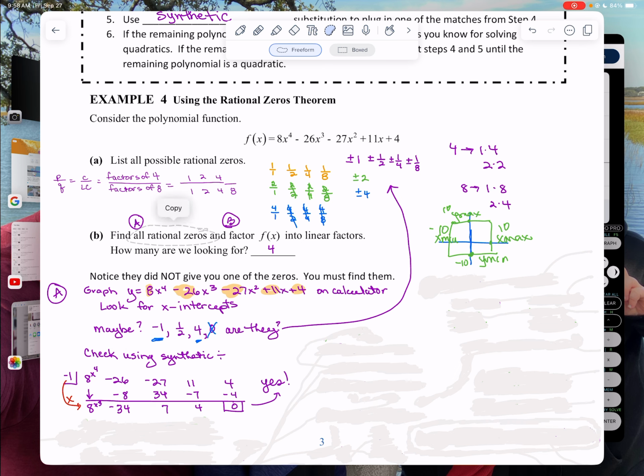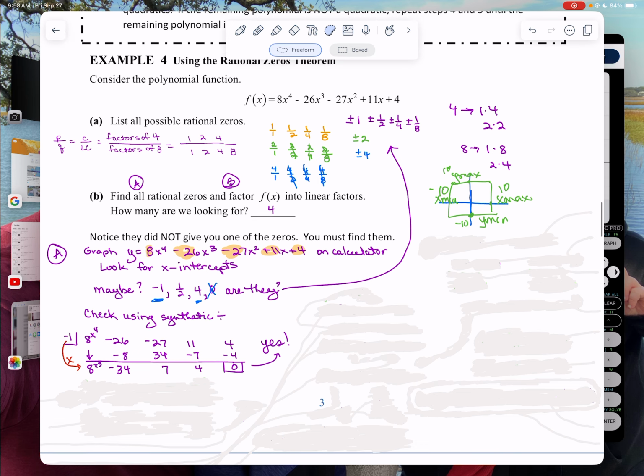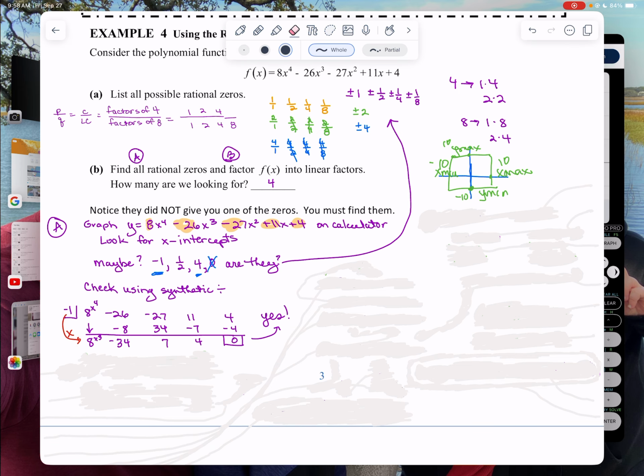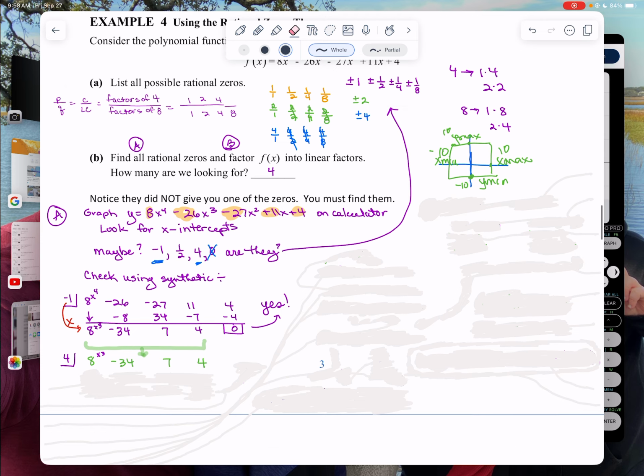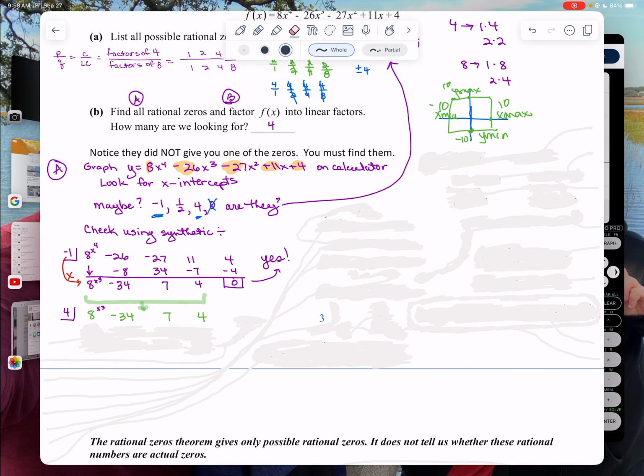So we found one of them, right? 1 out of the 4. So now we're going to check 4, right? We said 4 could be a possible one. So we're going to put 4 on the shelf. Remember, the key is don't bring down these guys. I don't want to bring down those, okay?